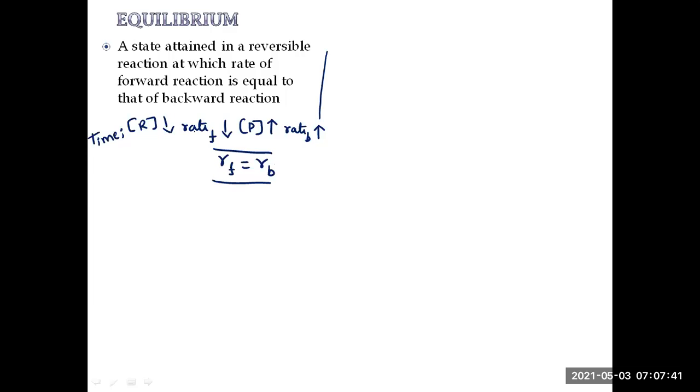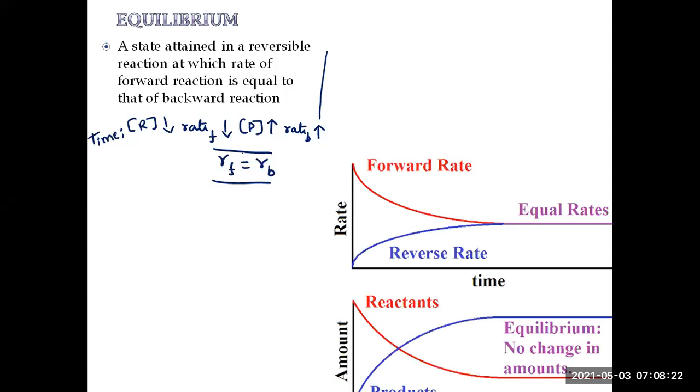So you started the reaction by taking reactants. In the beginning, concentration is high, however much you have taken. After that, the concentration decreases, so rate decreases. Similarly, products are being formed in the reaction. As they form, concentration of products increases, rate of backward reaction increases. So at a particular stage, rate of forward becomes equal to rate of backward. That stage attained in a reversible reaction, where rate of forward reaction is equal to rate of backward reaction, is called equilibrium. How do we represent that graphically? You can see.